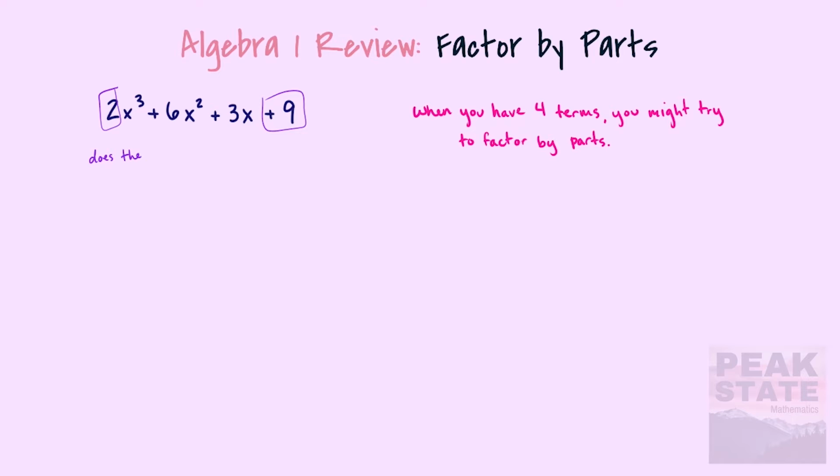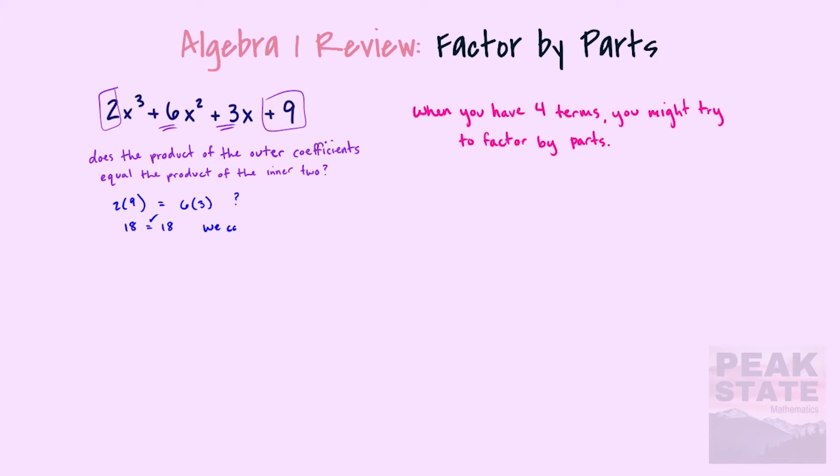And the way for us to check that is, does the product of the first and last term, like that first and the outer coefficient, do those multiply together and equal the same as the product of the two inside coefficients? So in this case, we're looking at, does 2 times 9 equal 6 times 3? And in this case, obviously 18 equals 18, and we're in good shape. So this actually will tell us and confirm that this is factorable by parts.